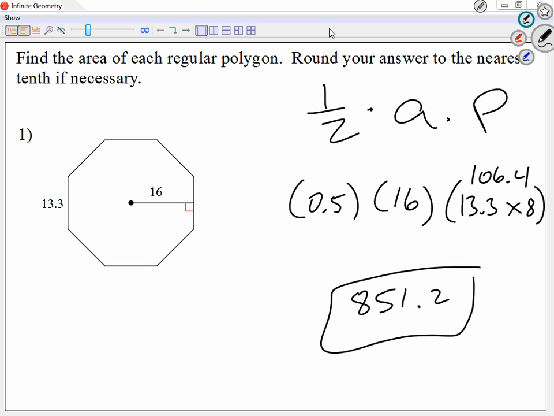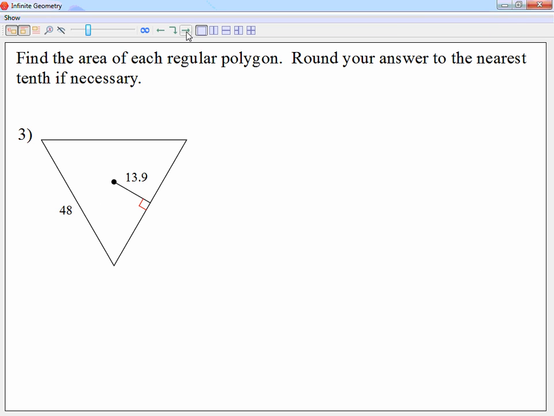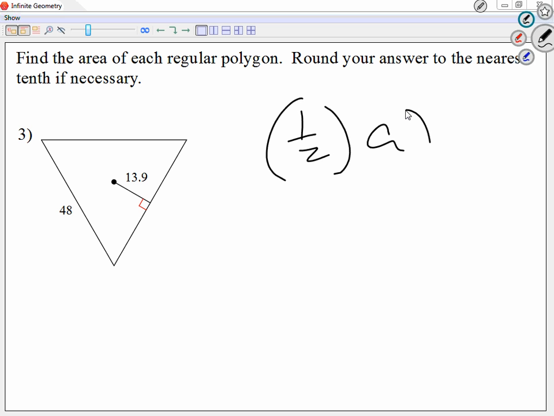Jessica, yeah. Number 3. All right. So looking at number 3, I'm gonna go 1/2. I know we talked about triangles yesterday, and I said 1/2 times base times height. But if you notice, I'm not giving you the whole height. I'm giving you the apothem. So I'm going to use 1/2 times apothem times perimeter. I'm going to treat it the same thing.